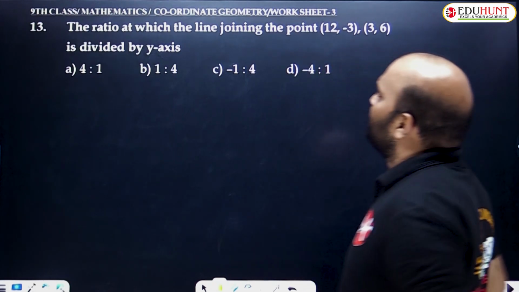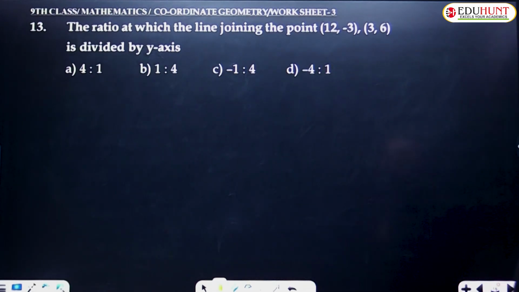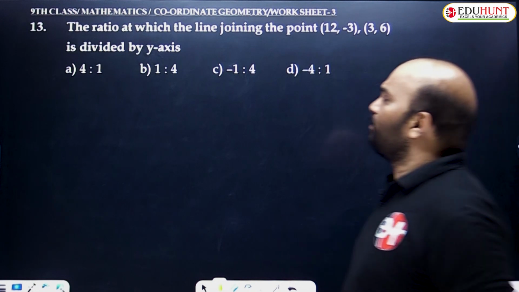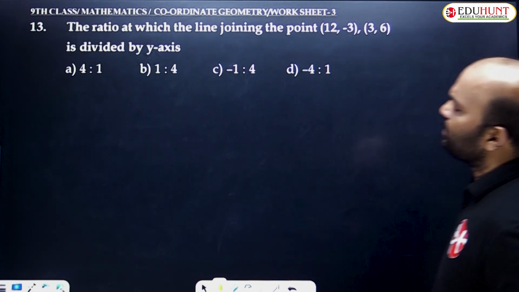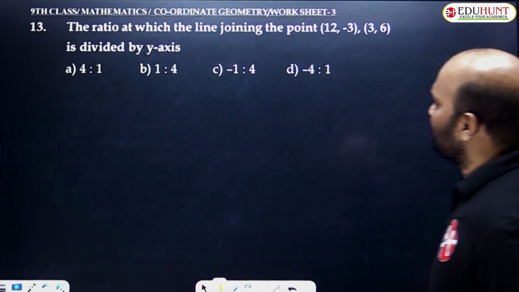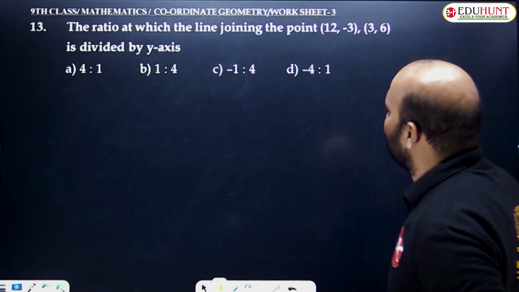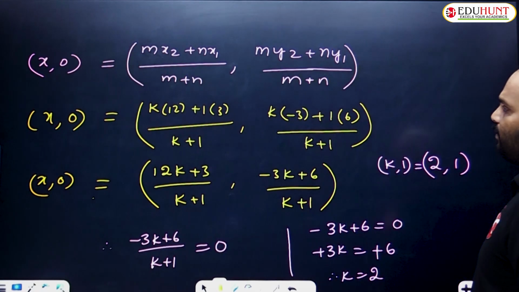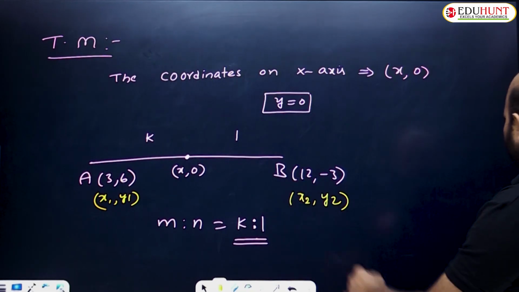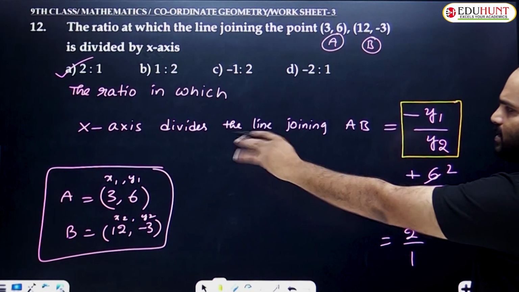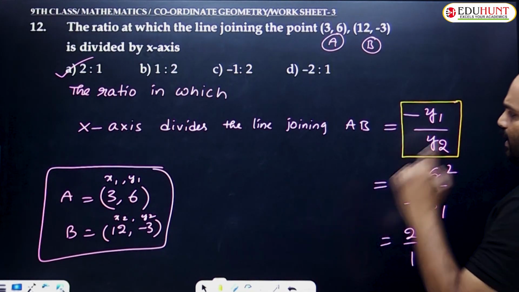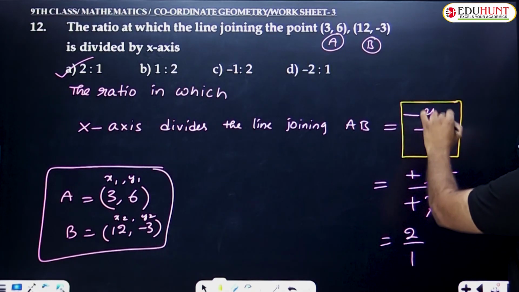The ratio at which the line joining the points 12 comma minus 3 and 3 comma 6 is divided by the y-axis is: option A 4 is to 1, option B 1 is to 4, option C minus 1 is to 4, option D minus 4 is to 1. So clearly we need to verify it. What is the difference between the previous question and this question? Here the y-axis is given. If it is the y-axis, the formula will become minus x1 by x2.